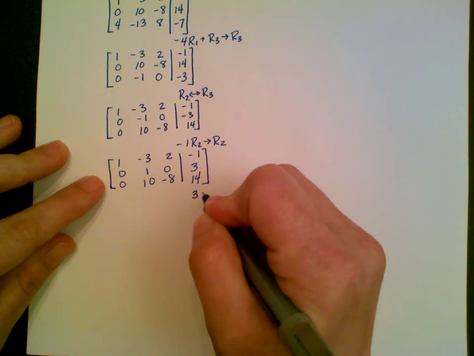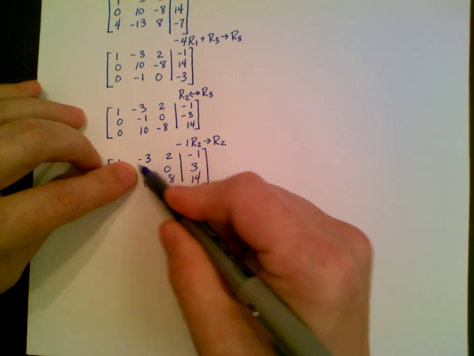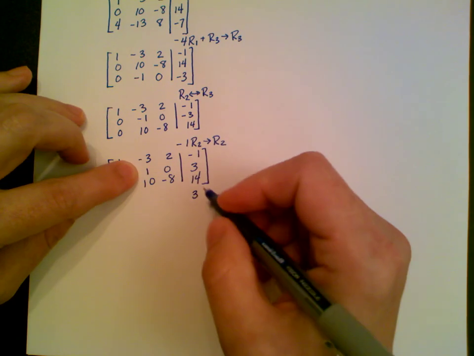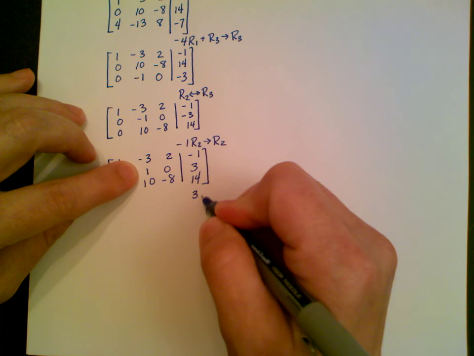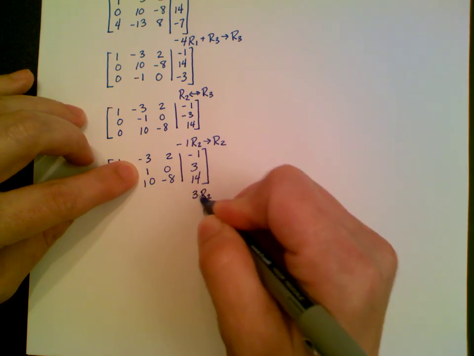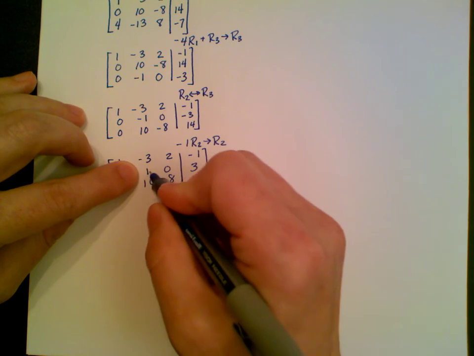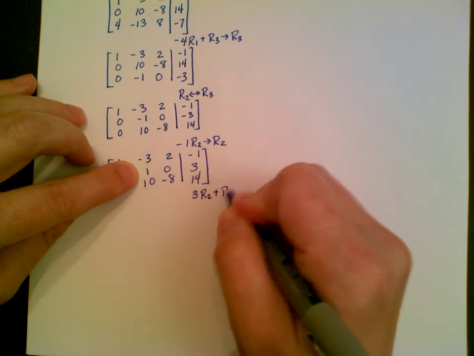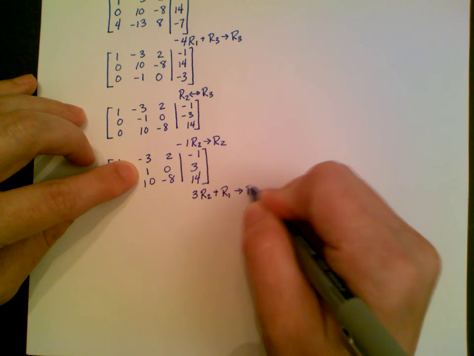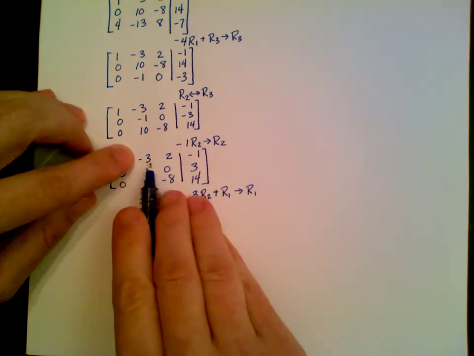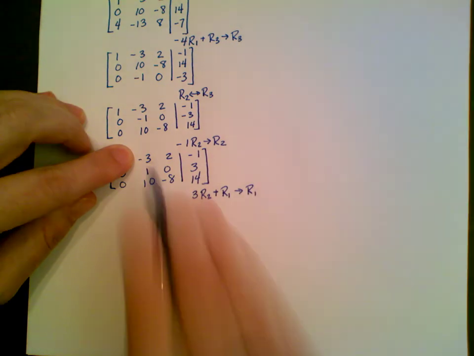So if I want to get rid of this negative 3, if I want to change it to a 0, I need to add 3. So I'm going to do 3 times row 2 this time. The reason I'm multiplying 3 times row 2 is that's where the 1 is. That will give me the 3 that I can then add to the negative 3. And so it's 3 times row 2 plus row 1, because that's where my negative 3 is, and I'm storing that in row 1.